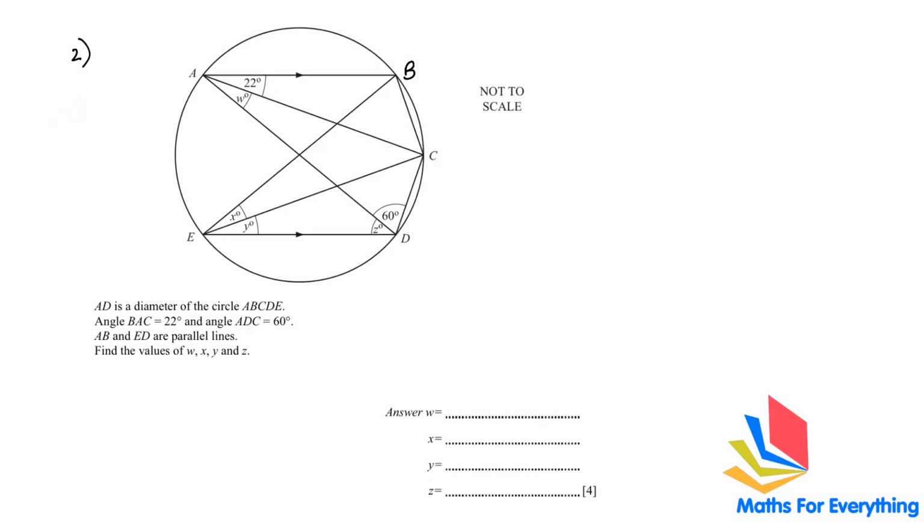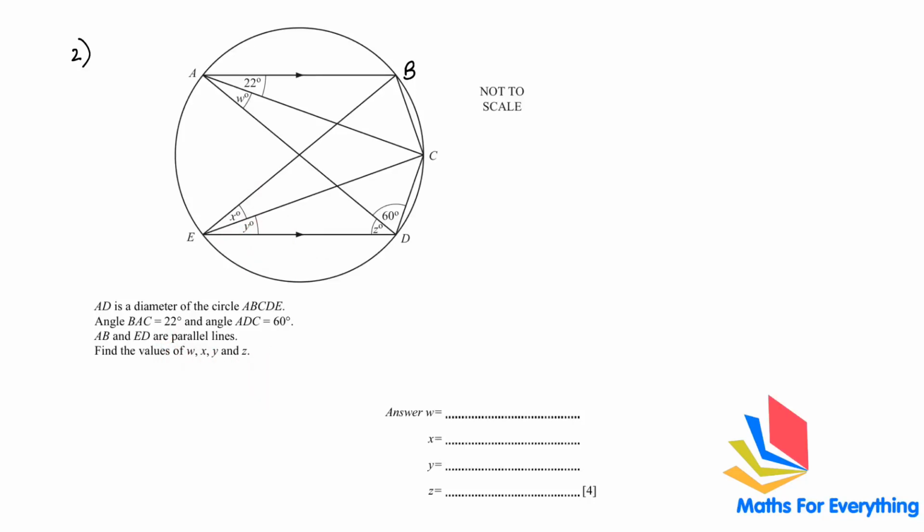Next question. AD is the diameter of the circle ABCDE. BAC is 22. ADC is 60 degrees. AB and ED are parallel lines. Find the value of w, x, y, and z.